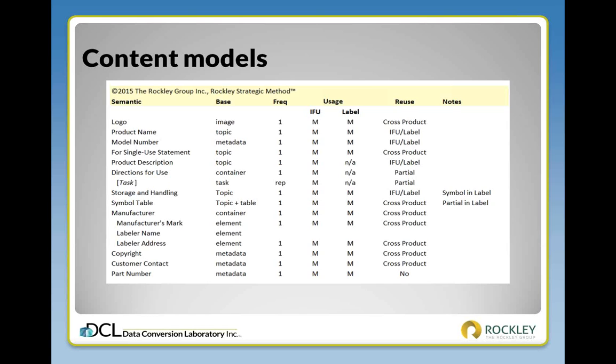How often can we have it? Well, you can only have one product name. You can only have one single-use statement. We might, however, have multiple tasks, that sort of thing. Where is it used? It's in the IFU. It's in the package label. Well, what kind of reuse is it? It's cross-product. It's across information product, so that's IFU versus label.